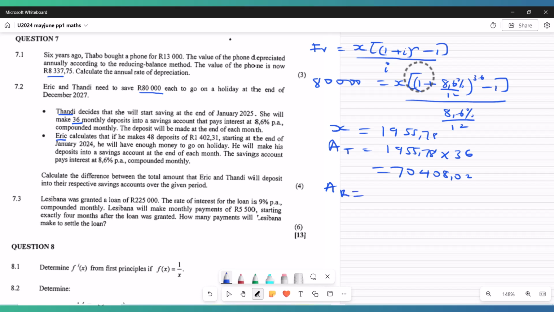Now the amount for this other guy, Eric, I'm going to use R. They said that Eric makes 48 payments. That's going to be 48. How much does he pay? This money here, which is 1,402 rands 31. So how much is that? Let's find out. So this money times 48.